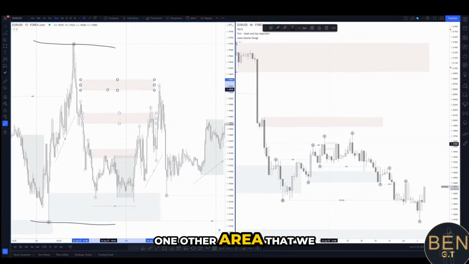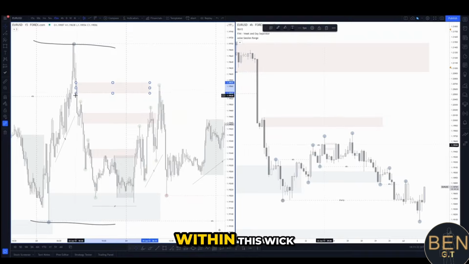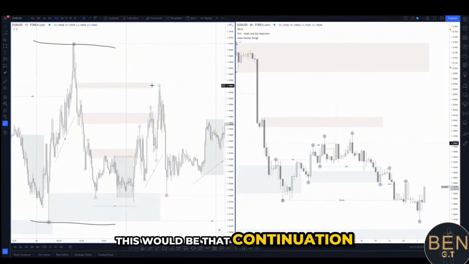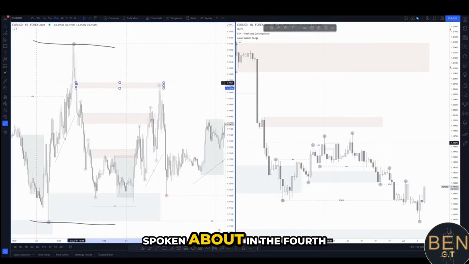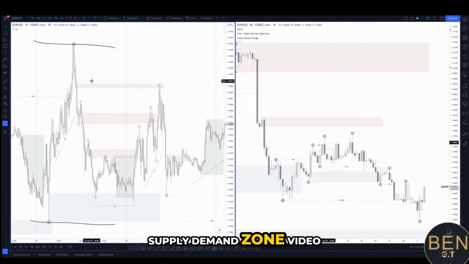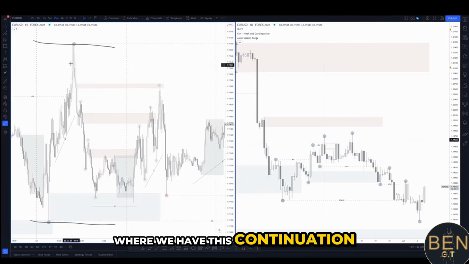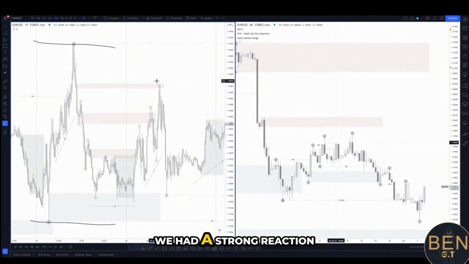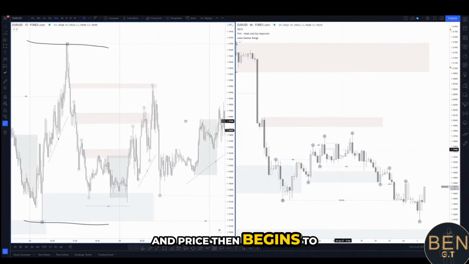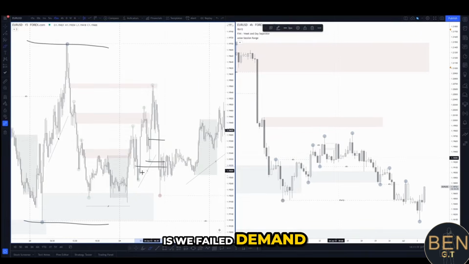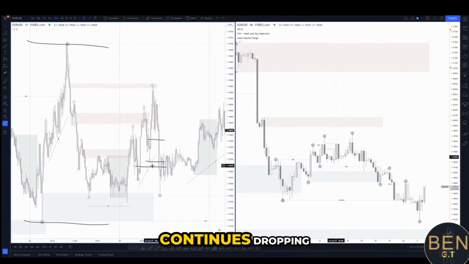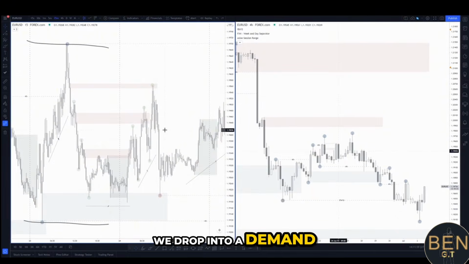One other area that we could look at is within this wick. This would be that continuation pattern, again, spoken about in the 4th supply and demand zone video, where we have this continuation supply zone. We get a strong reaction and price then begins to move to the downside. And what we can see is we failed demand, and price continues dropping. But again, where do we drop into? We drop into a demand zone.